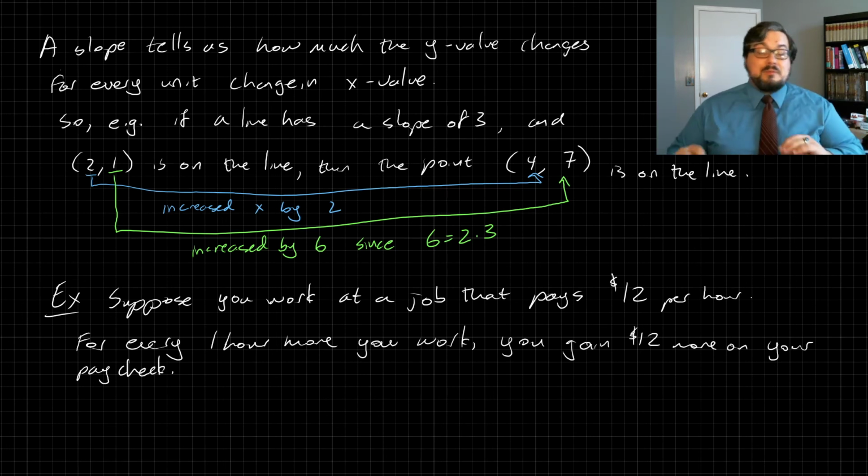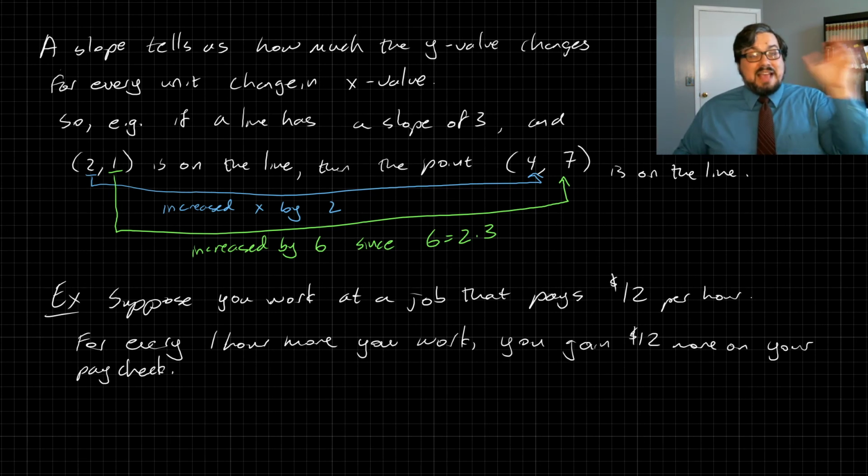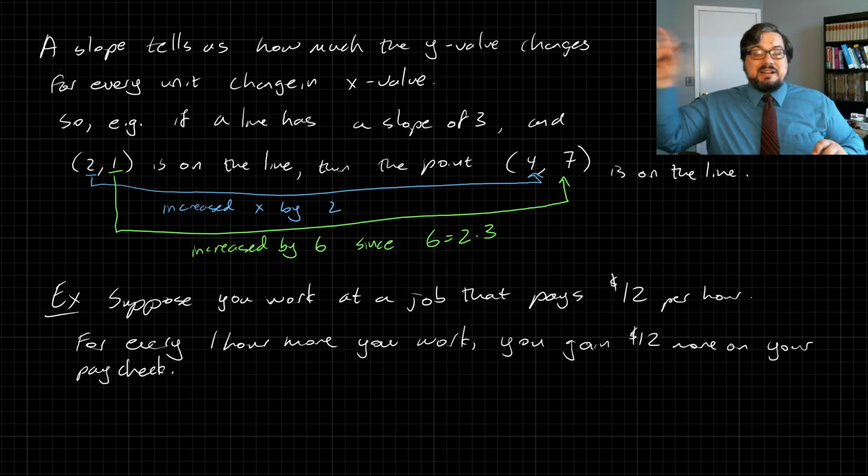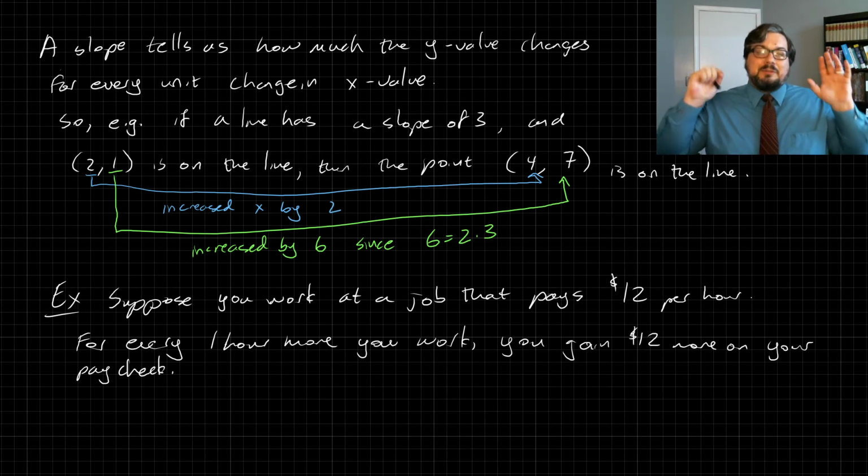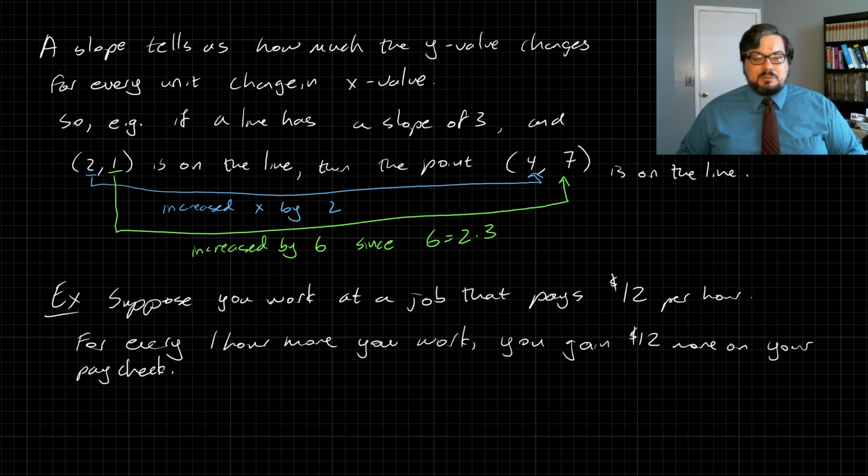Let's live in a fantasy world for a moment where taxes don't exist. So, this means that the relationship between how many hours you work and how much you get paid on your paycheck is a linear relationship. And furthermore, this tells us that the slope of the line corresponding to that linear relationship is going to be 12. Because the ratio between how much change in the hours you work and the amount of money you get on your paycheck is 12. For every 1 hour you work, you earn $12 more on your paycheck.